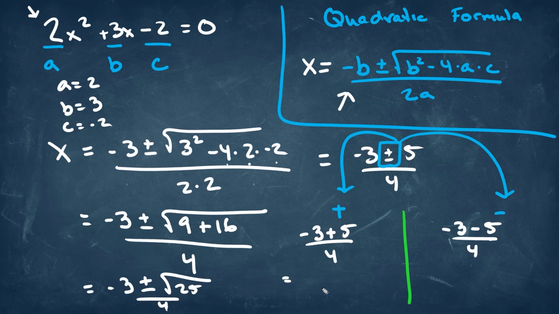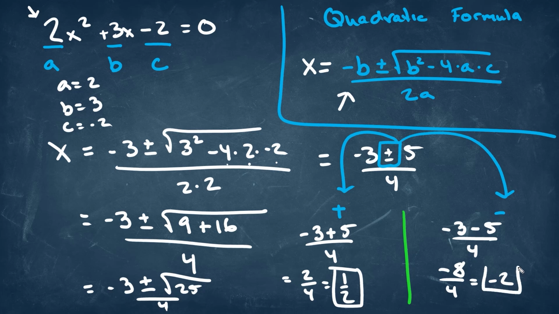If we simplify this, we're going to get 2 over 4, which simplifies to 1/2 as one of our answers. If we simplify this, we're going to get negative 8 over 4, which is equal to negative 2, and that will be our other answer.